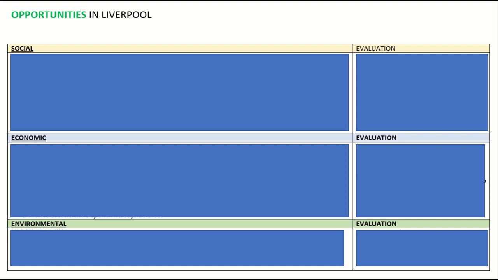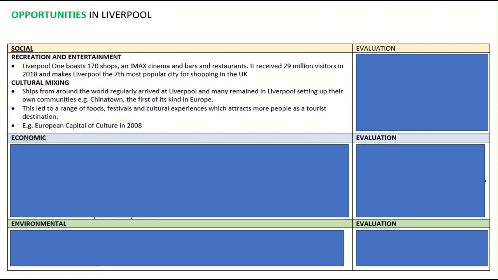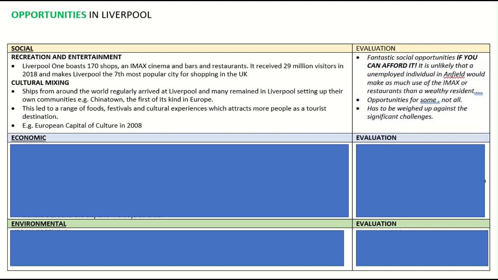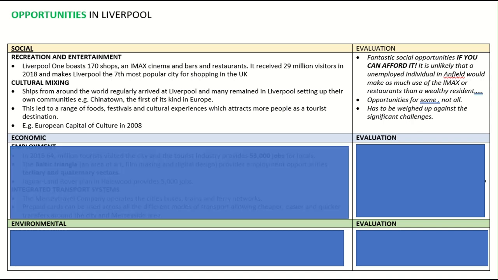On to the opportunities, though, because there are several opportunities in Liverpool that are really, really important. Firstly, we've got recreation and cultural mixing. Well, Liverpool One is an amazing shopping centre, 29 million visitors in 2018, IMAX cinema, 170 shops. We can add in there the Albert Dock, everything as well. Cultural mixing, it was a European Capital of Culture 2008. It's got great food, festivals, and cultural experiences as well. And these are brilliant if you can afford it. So these kind of brilliant opportunities, going to the IMAX cinema, going to Liverpool One, they're really, really great. But again, not everyone has the opportunity to make full use of these.